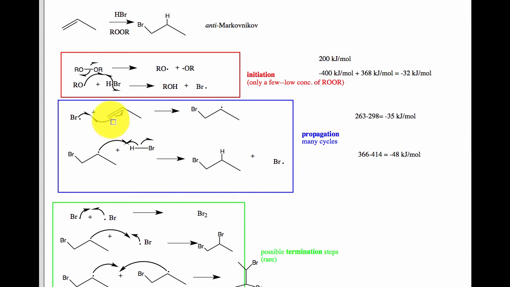During the propagation step, each time we break a bond, we also make a bond. So in the top reaction, we break a CC pi bond, which costs us 263 kilojoules per mole, but we make a CBr primary bond, which gives off 298 kilojoules per mole for a net exothermic reaction of 35 kilojoules per mole. In the second propagation step, we break an HBr bond, which costs us 366 kilojoules per mole, but we make a secondary CH bond, which provides 417 kilojoules per mole for a net exothermic reaction of 48.